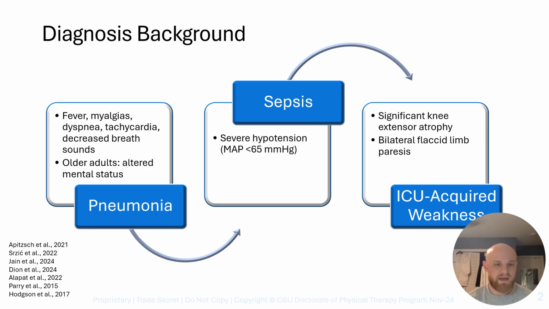Its presenting symptom is severe hypotension, where mean arterial pressure falls below 65. And this is compounded on top of the already present pneumonia symptoms of fevers, chills, myalgias, tachycardia, etc.